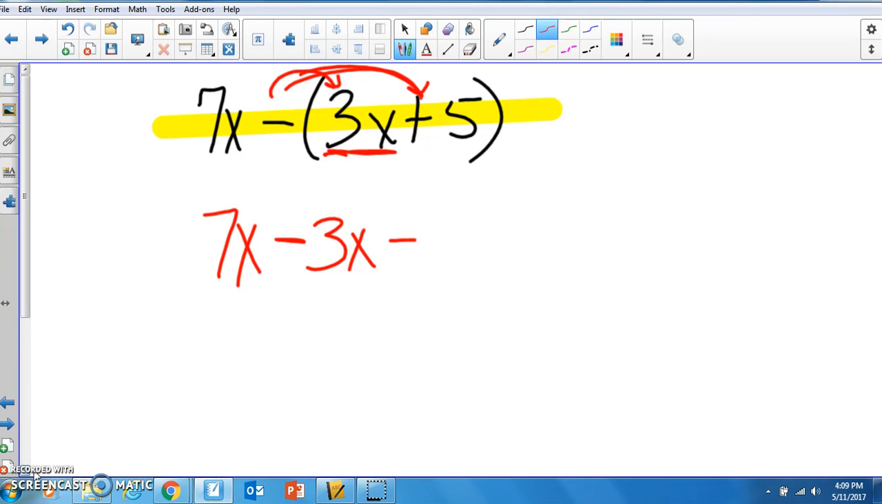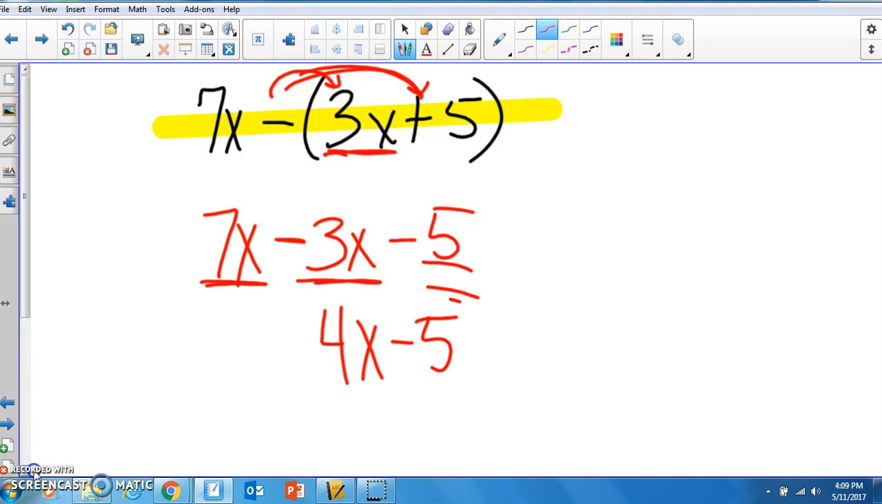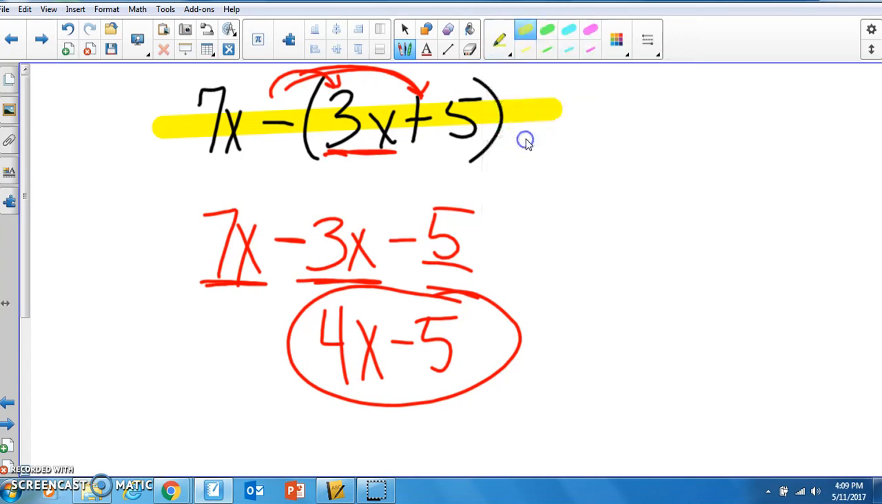All right, I apologize for that. So as I was saying, this minus sign carries throughout and it takes the opposite of everything. So this plus 5 is now going to become a minus 5. And once we do that, we can now start combining our like terms. We have 7x minus 3x, that gives you 4x. And then this minus 5, that constant, we're just going to bring it down, which gives you 4x minus 5. So our final answer would be 4x minus 5.